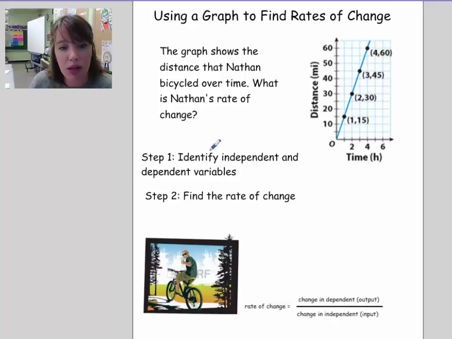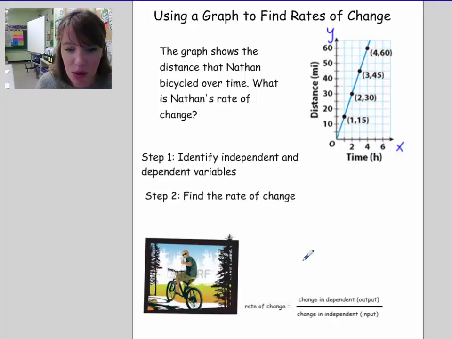All right, we're going to identify the independent versus the dependent. So the independent is the time and the dependent is the distance that Nathan bicycled over time. So the distance that he bikes depends on the amount of time that he's been biking. Okay, now let's find the rate of change here.